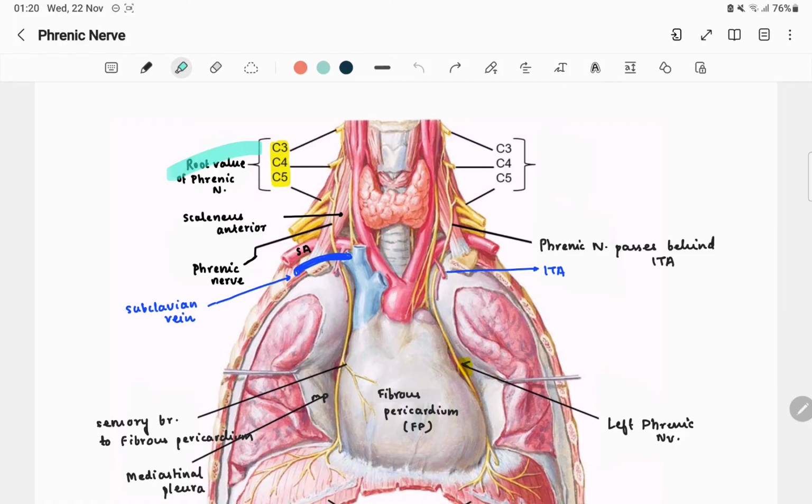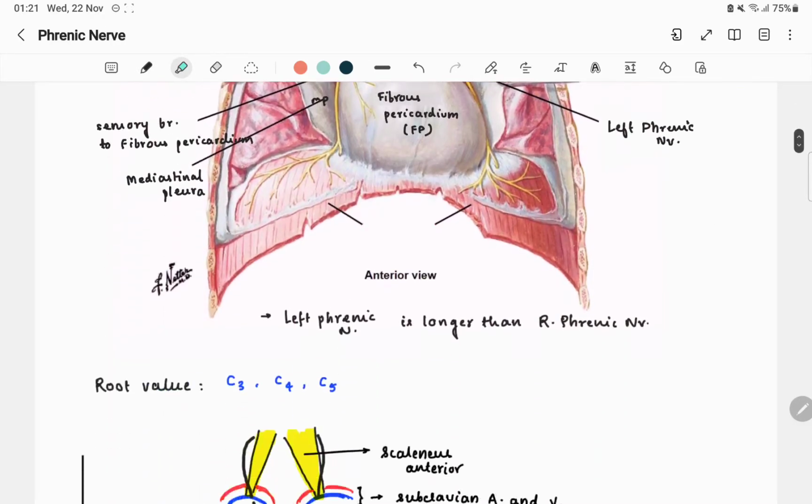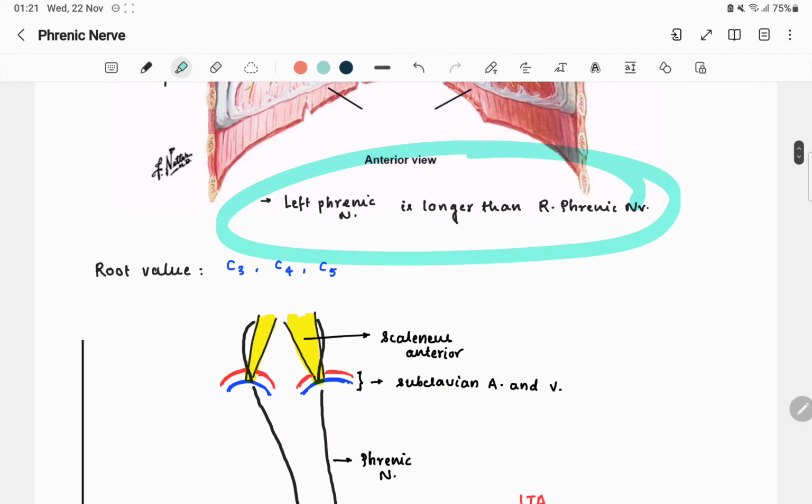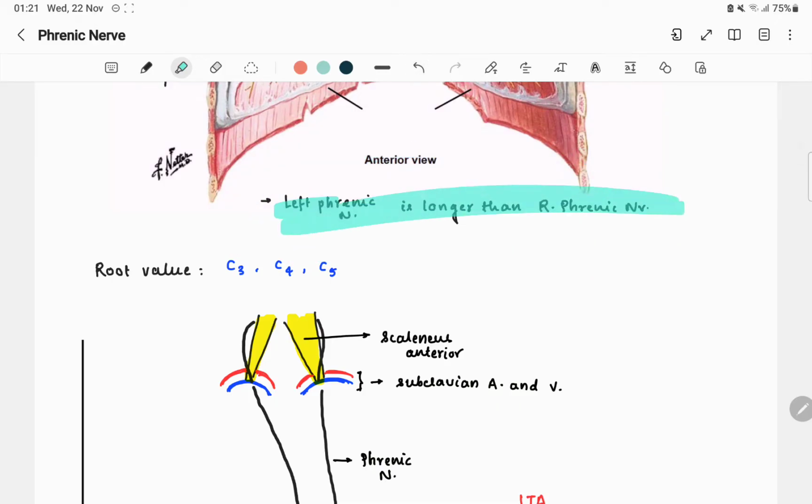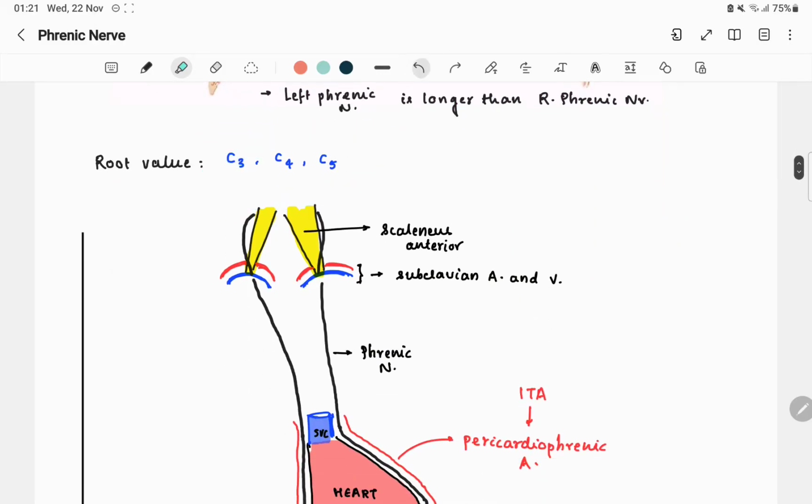The root value of the phrenic nerve is C3, C4, C5. Never forget the root value. Forget everything, but never forget the root values of the nerves. The phrenic nerve is the main nerve of your diaphragm, and the term phrenic means related to the diaphragm. Root value is C3, C4 and C5. Understood? Then, the left phrenic nerve is longer than the right phrenic nerve. This is a fact to remember. Root value C3, C4, C5.